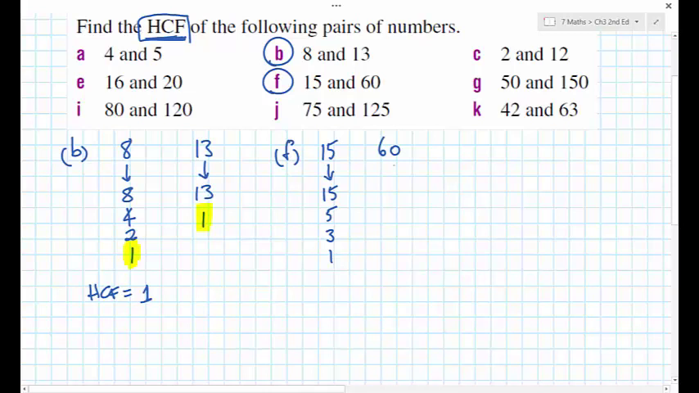What I then want to do with 60 is think, my highest common factor here is 15, right? So all I need to do is think, does 15 go into 60? It does. It actually goes in 4 times. So 15 times 4 means 15 is a factor of both. So my highest common factor here is 15 because it occurs in both of those.